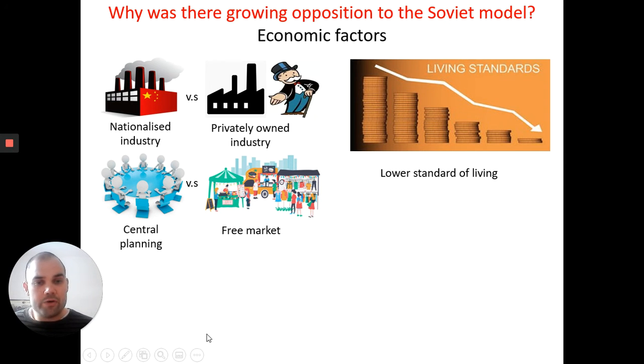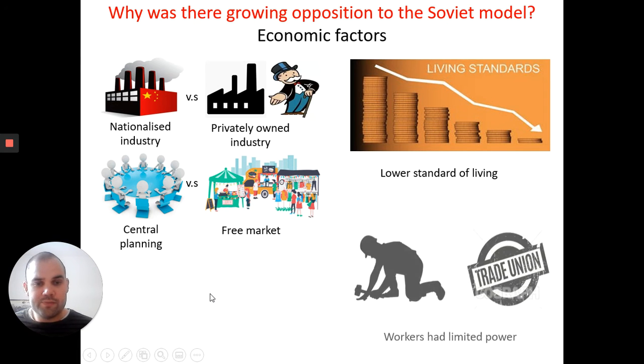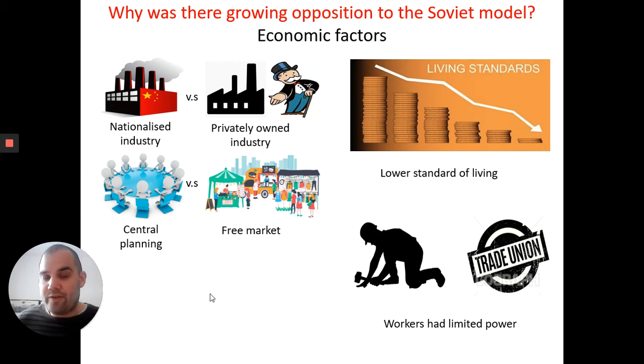But as well as having a lower standard of living than Western countries, workers in Czechoslovakia also had a lack of power. The ideal of a communist society was that working class people were meant to be the rulers and meant to have power. But in practice in Czechoslovakia, the government had most of the power and working people had very little, okay?